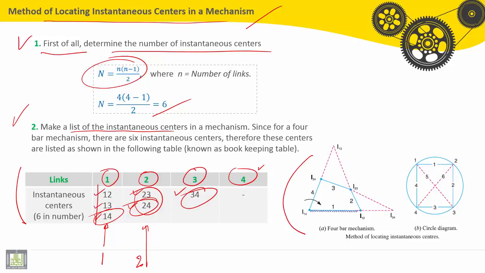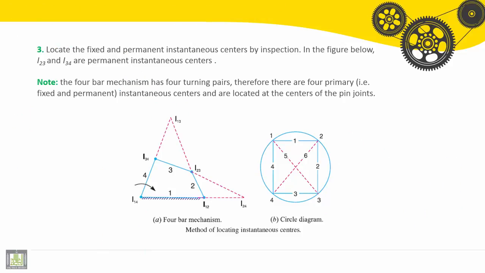This is the location on this figure of all these instantaneous centers of rotation. Let's see here. Third point: locate the fixed and permanent instantaneous centers by inspection. In the figure below, I23 and I34 are permanent instantaneous centers. I34 between 3 and 4, I23 between 2 and 3, are the primary instantaneous centers of rotation.